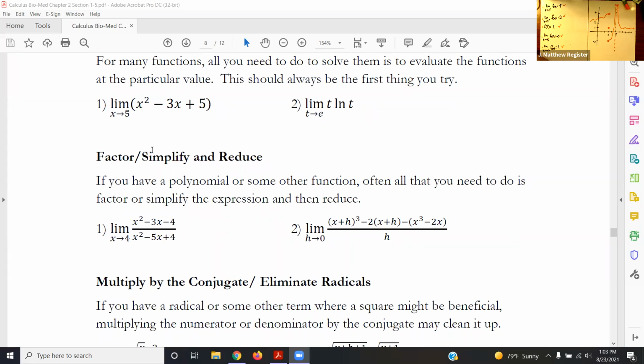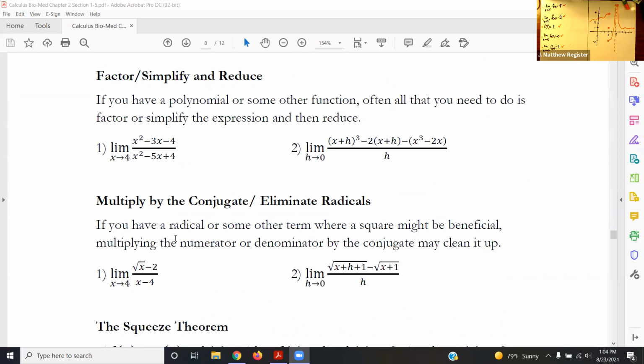Another is factor, simplify, and reduce. We've seen that. And so if you have a polynomial or some other function, often all you have to do is just factor it or simplify it. With this one, we can factor the numerator and the denominator, and it turns out we'll have an x minus 4 term, which cancels out. For this one, this is another difference quotient. If you expand it all of the way out, you'll be able to get most of the stuff canceling, and in the end, an h will cancel as well.